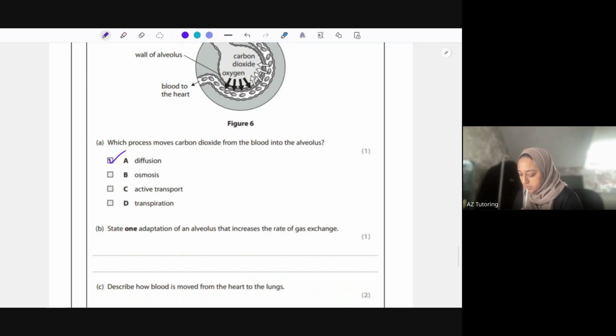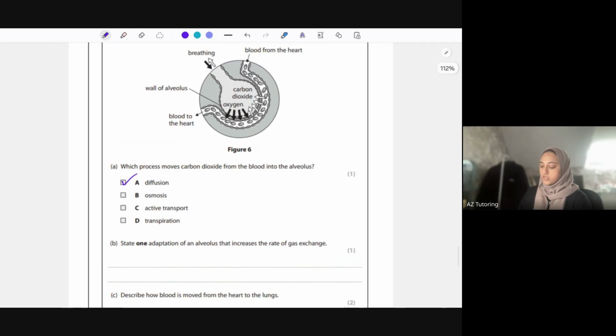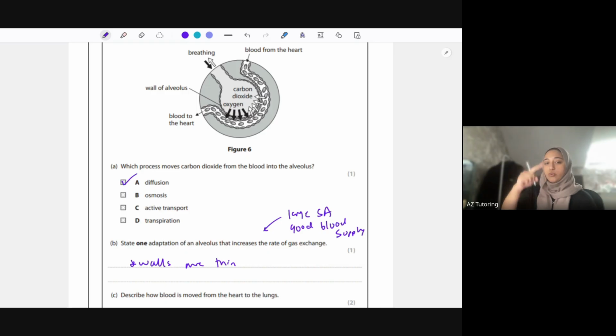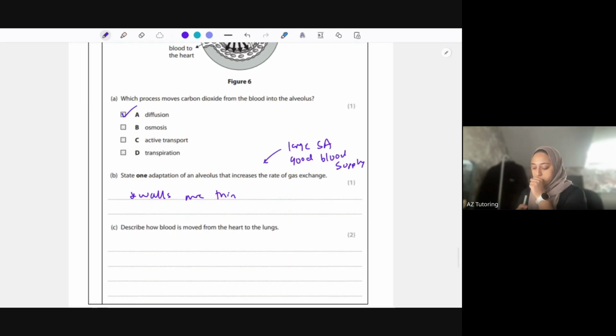State 1 adaptation of the alveolus that increases the rate of gas exchange. So there's quite a few things you could say. You could say the walls are thin, which you can see. So if the walls are thin, then diffusion can happen, right? You could also say large surface area, which comes up quite often, or you could say a good blood supply, because you need the blood constantly moving through the capillary so we can keep the oxygen and carbon dioxide moving. If it just stayed still, that wouldn't happen. So choose one of the 3.